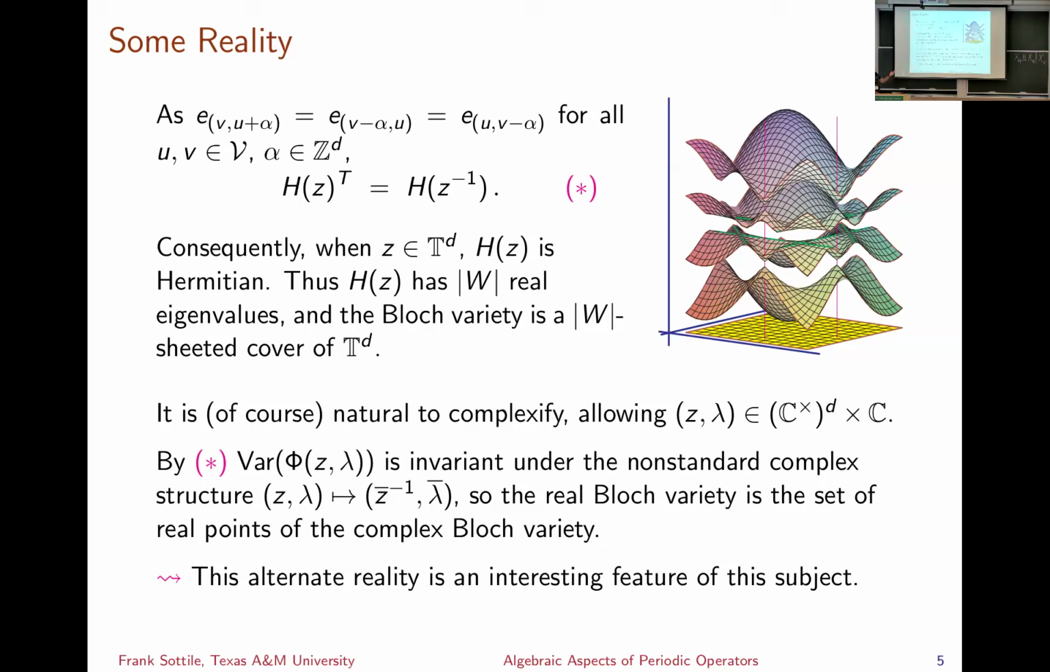counted with multiplicity, and the Bloch variety is a sheeted cover of T to the D, with the number of sheets the size of the fundamental domain. So here's a picture example where W is 4, and because you can always order real numbers, people talk about each of these sheets as a band function, although in this case the variety is irreducible, so they don't really have a, if we algebraic geometers think about it, we don't think about these as separate, because any piece of one determines all the rest.